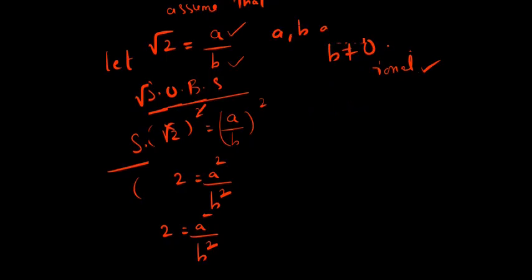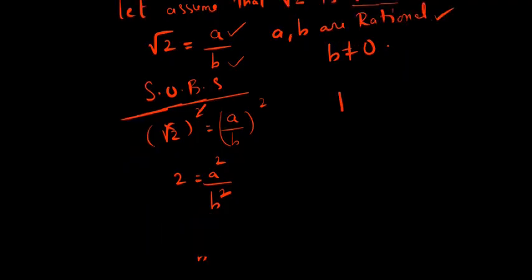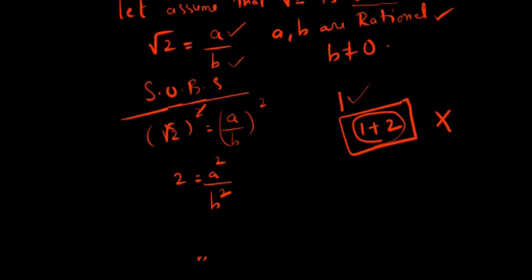Is 1 a number, or is 1 plus 2 a number? 1 is a number. 1 plus 2 is not a number, because here they have given a question, 1 plus 2. We cannot take this as a number. We can take this as a number after simplification. 1 plus 2 is 3. This is a number; 1 plus 2 is not a number.